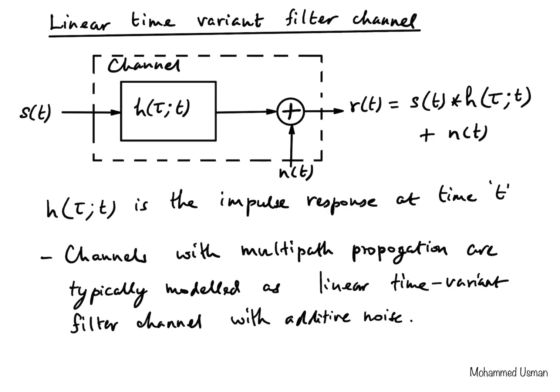And then for time varying channels, we have the linear time variant impulse response of the filter. In that case, we have the output, the received signal r of t, as the convolution between the transmitted signal and the time varying impulse response of the linear filter, to which the noise gets added. So that's a linear time varying filter channel with additive noise. And typically this is the model that we see for wireless multipath propagation channels and also for underwater channels.